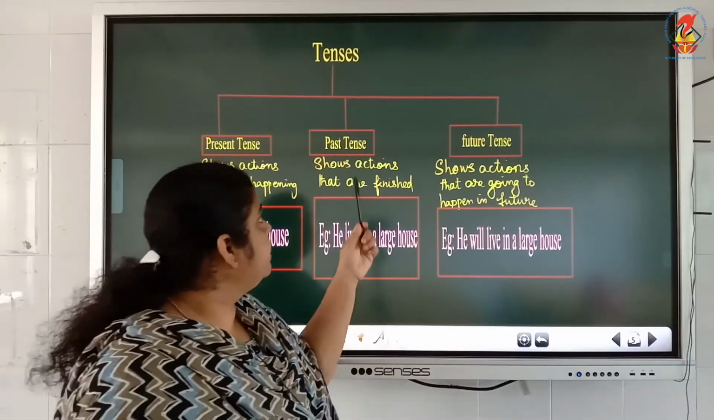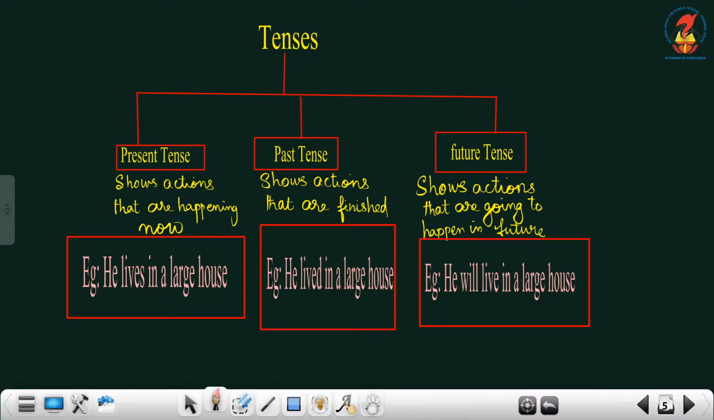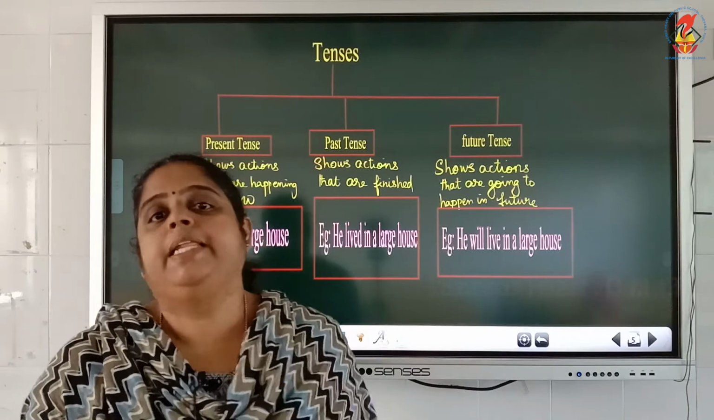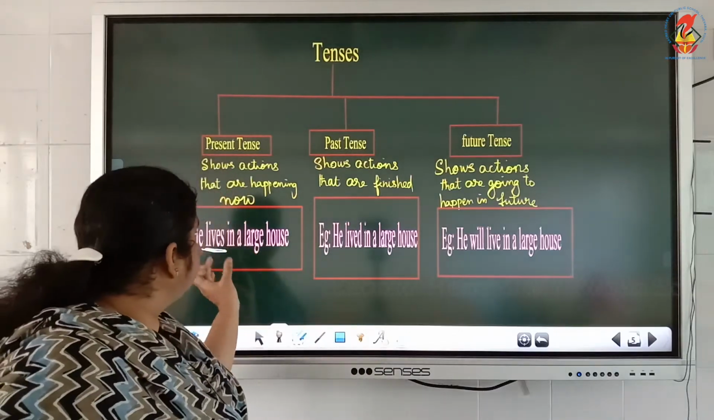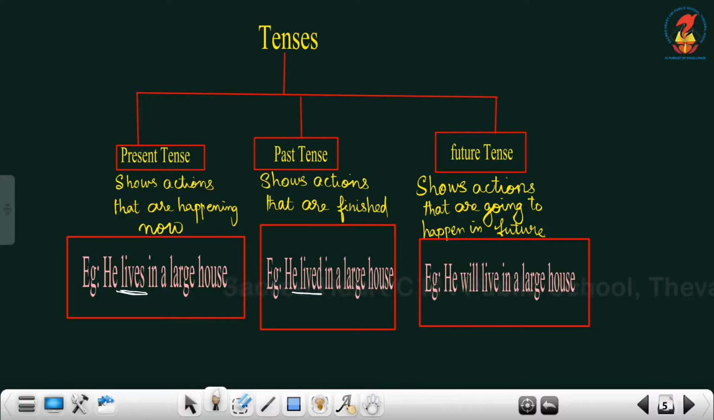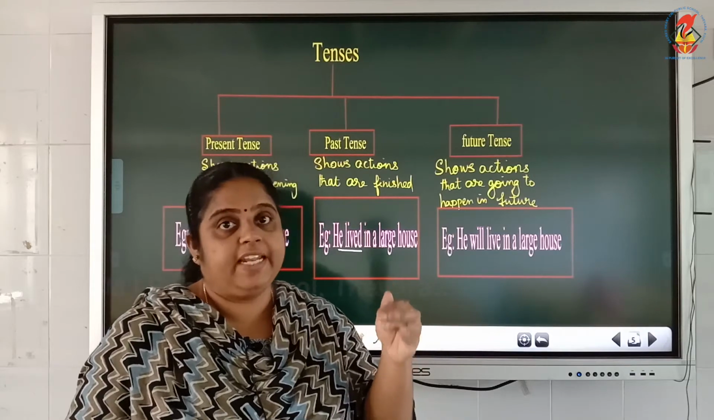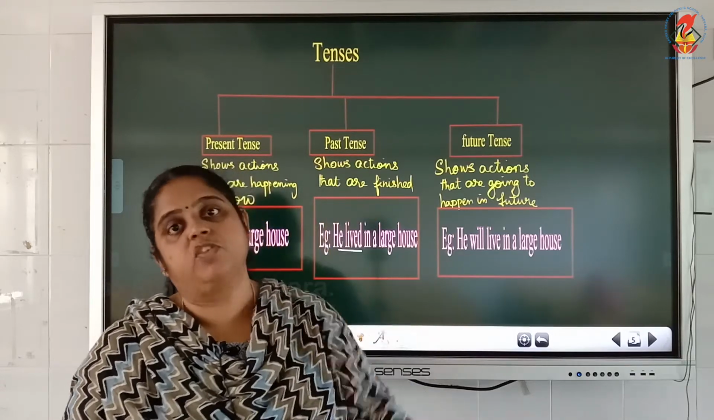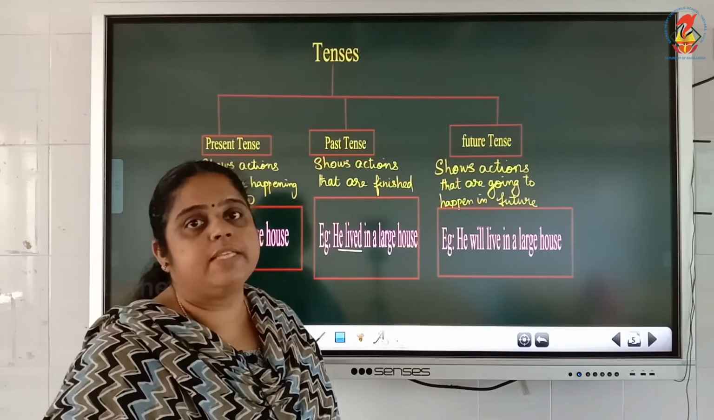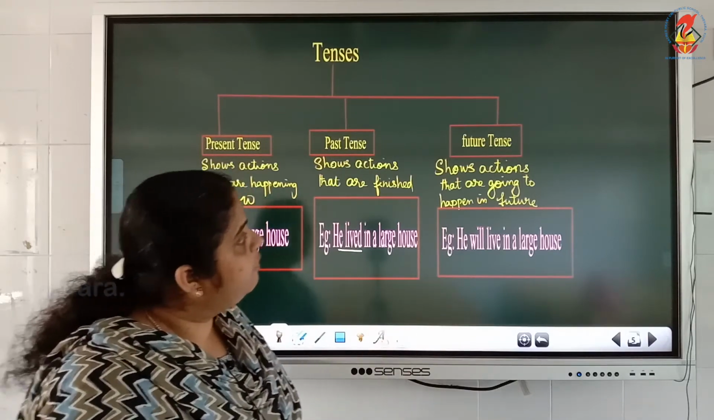Okay. Now look at the past tense. When we changed into past tense, we didn't change anything else. See, you know, lives is the verb in that sentence. We took the verb and changed it into lived to make it past. He lived in a large house means now he is not living in a large house. In the past he was living in a large house. That's the meaning. Look at the third one, future tense.